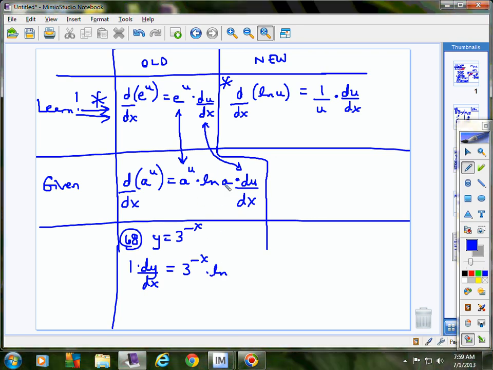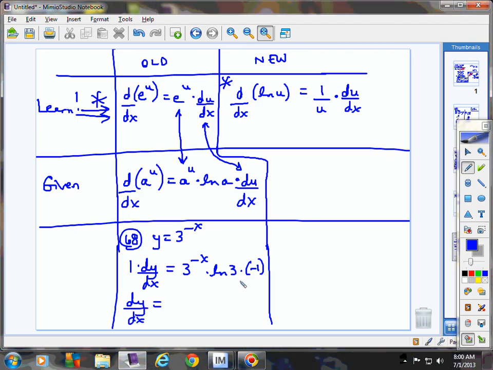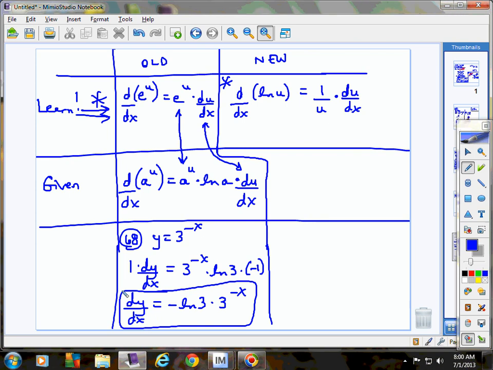times ln of the base. What's my base this time? 3. Times the derivative of the exponent. Derivative of negative x is negative 1. And that's my answer. Now I just got to rearrange a little bit to make it look a little better. So let's put the negative ln of 3 out front, and then times a 3 to the negative x. Okay, so if you're given that formula, you should be able to come up with that answer. Even without the formula, you might be fine with working it.